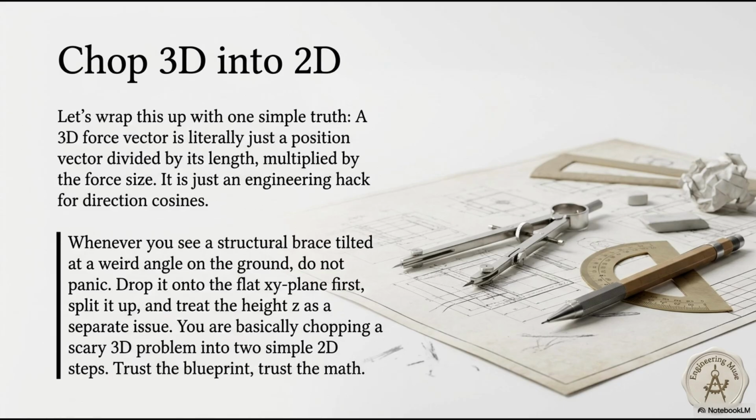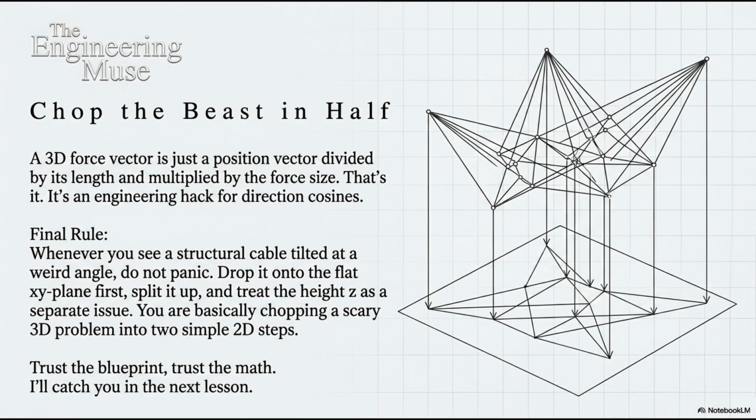Here's my parting advice. Whenever you see a structural cable or a brace tilted at a weird angle on the ground, do not panic. Drop it onto the flat XY plane first, split it up, and treat the height Z as a separate issue. You are basically chopping a scary 3D problem into 2 simple 2D steps. Remember our 3-second rule. The moment you see a spatial member and some geometric dimensions, go straight for the position vector, throw those components into the IJK boxes, and the whole problem collapses into elementary school addition.